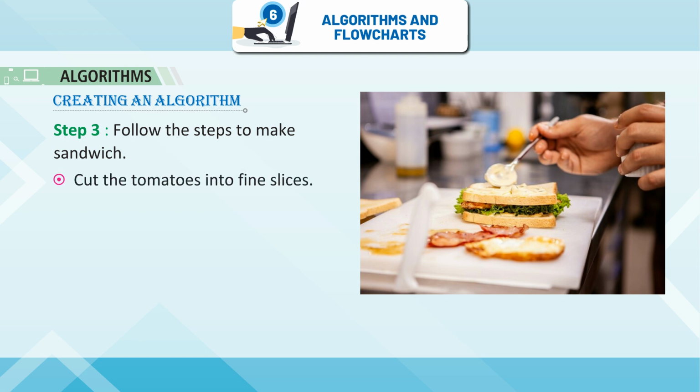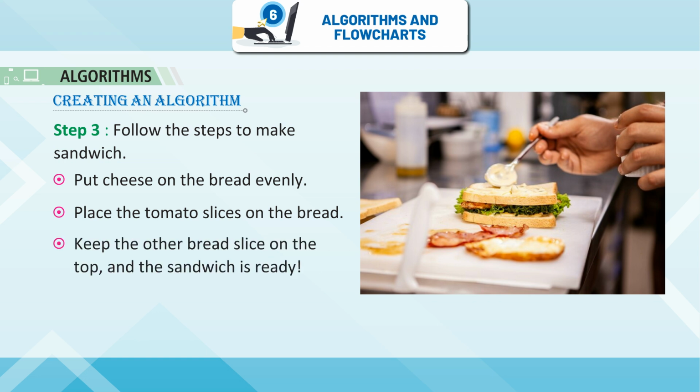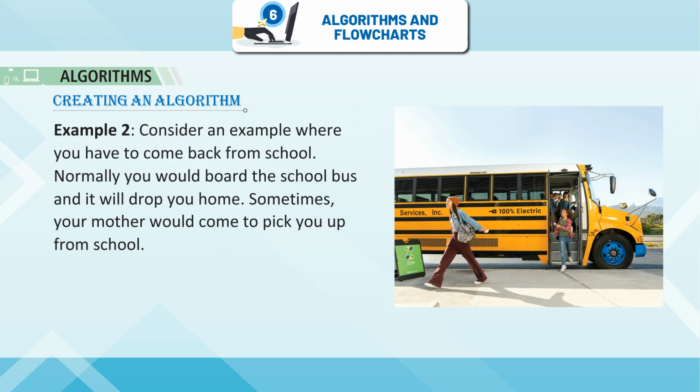Cut the tomatoes into fine slices. Grate the cheese. Toast 2 slices of bread. Put cheese on the bread evenly. Place the tomato slices on the bread. Keep the other bread slice on the top and the sandwich is ready. Step 4. Eat the sandwich.